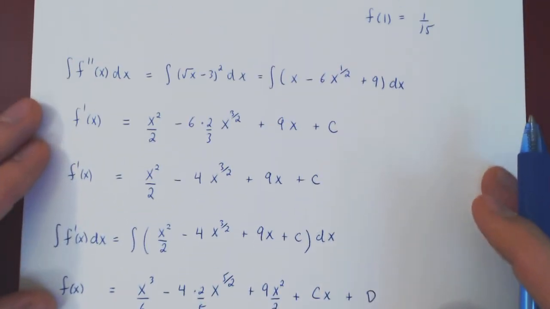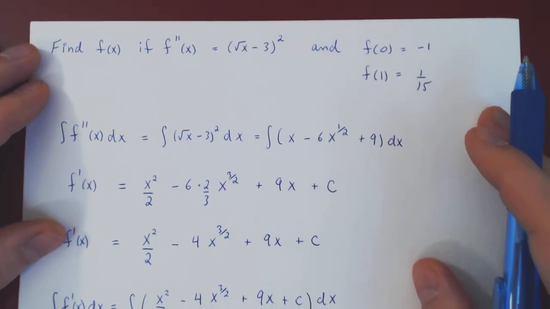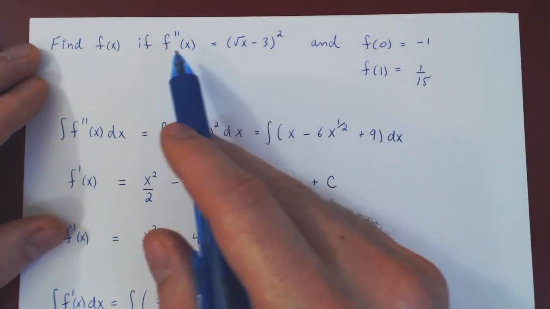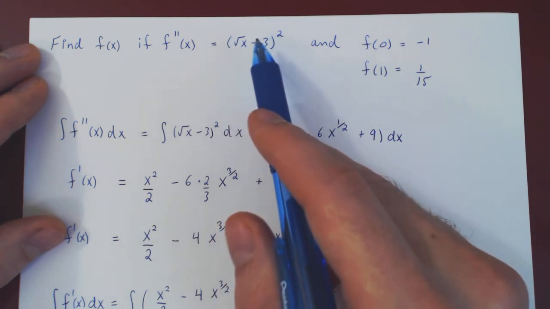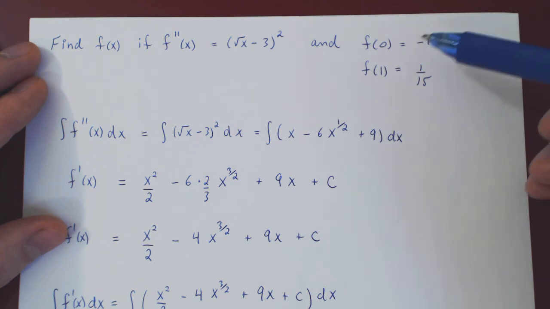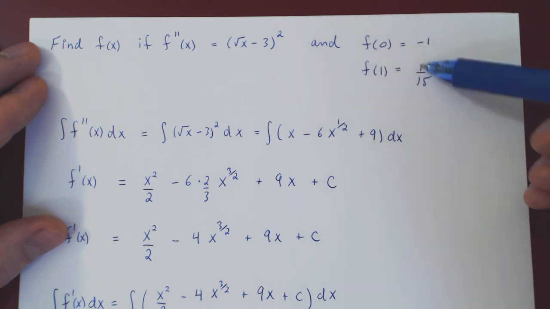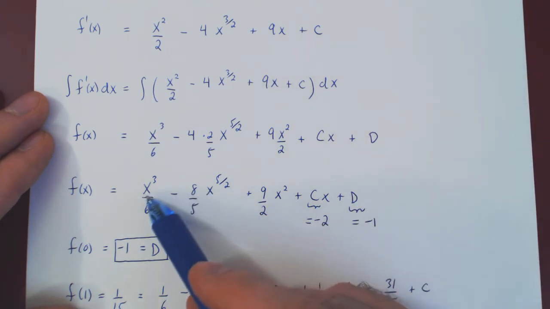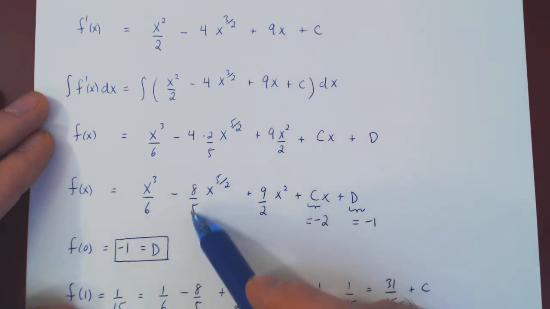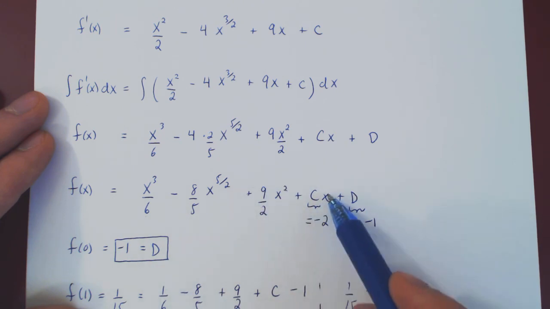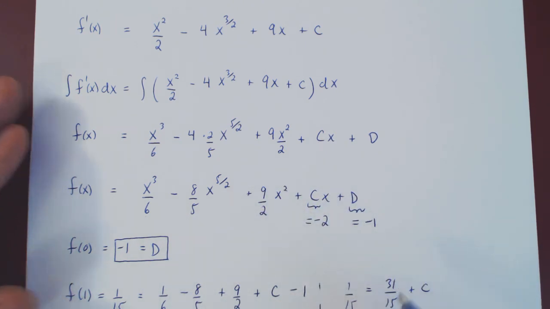So the unique function that satisfies the three conditions, that the second derivative is the root of x minus 3 squared, and whose value at 0 is negative 1, and whose value at 1 is 1 over 15, is the given function, x cubed over 6 minus 8 over 5 x to the 5 half plus 9 over 2 x squared minus 2x minus 1. And that's it.